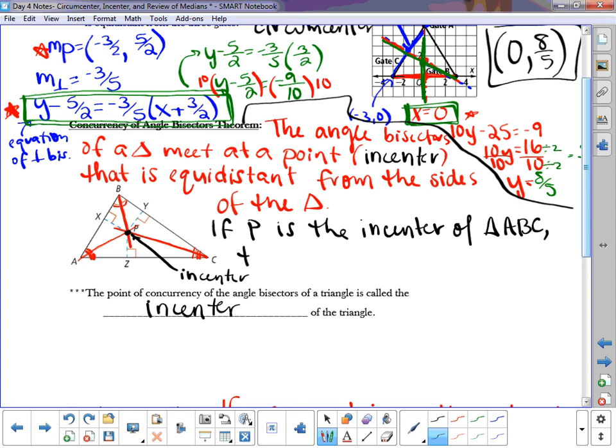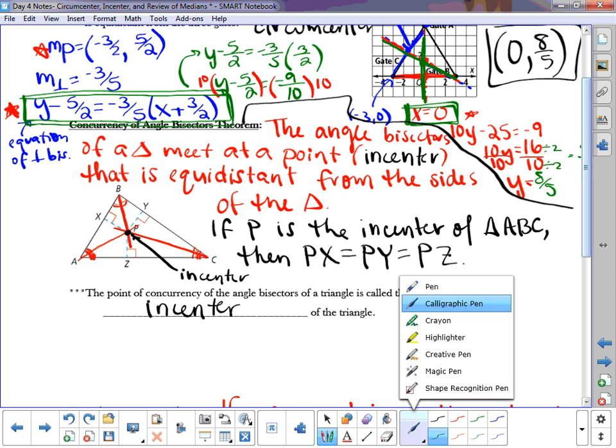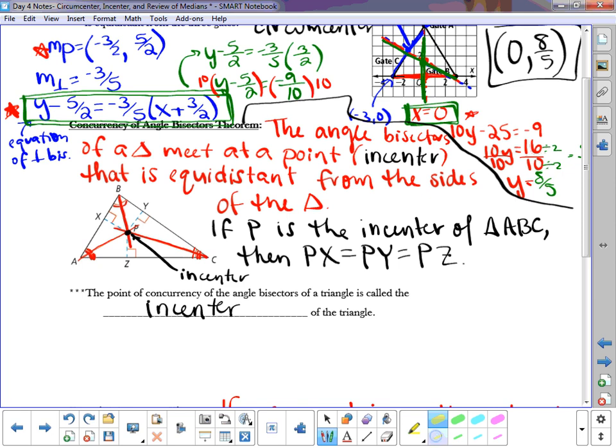So if P is the incenter, then the distance from P to X will be the same as the distance from P to Y, which will be the same distance from P to Z. And once again, let's go and get out a highlighter, different color pen, or something to make that stand out to us. So this distance to the sides are the same.